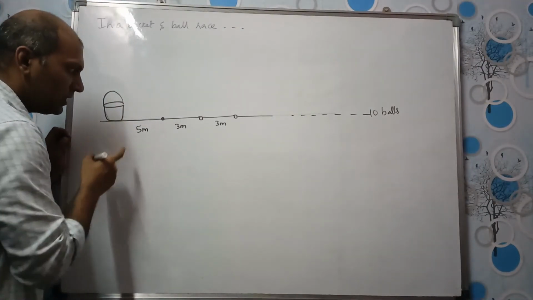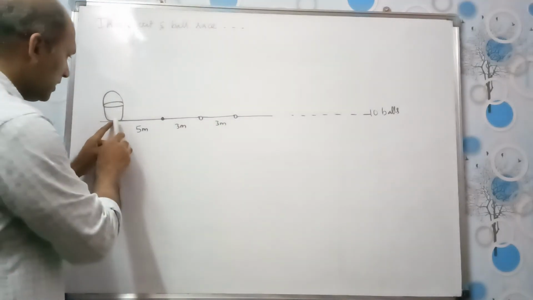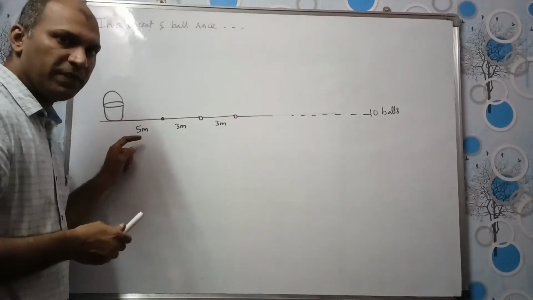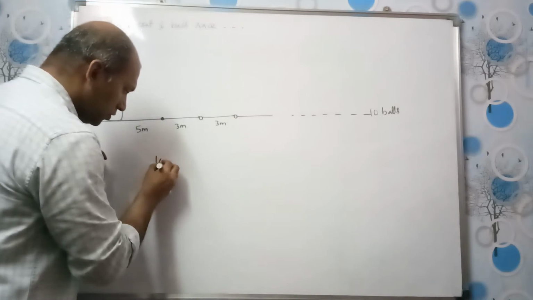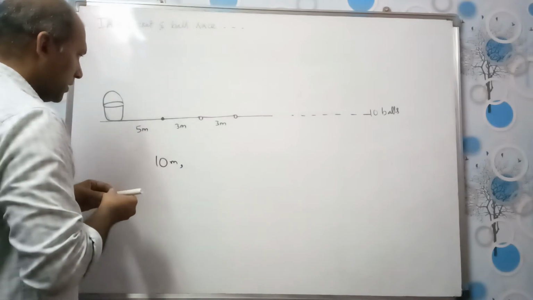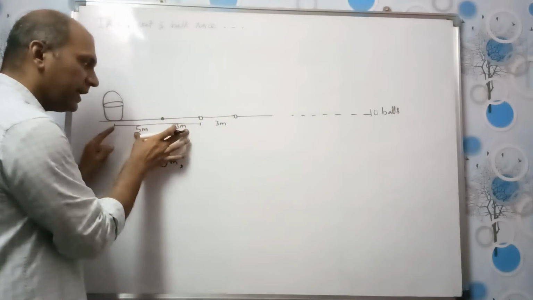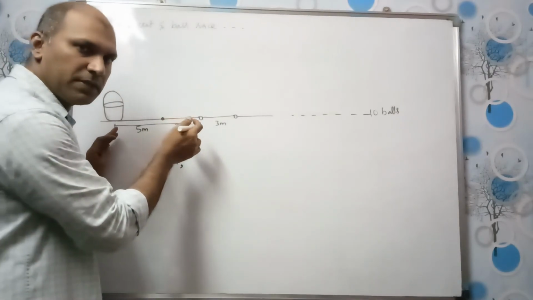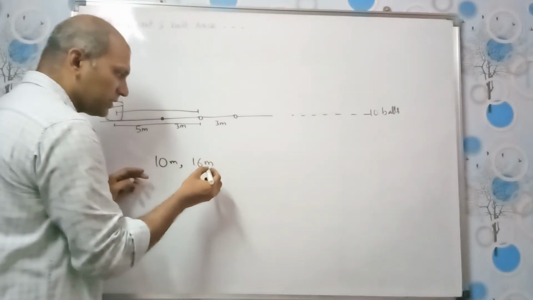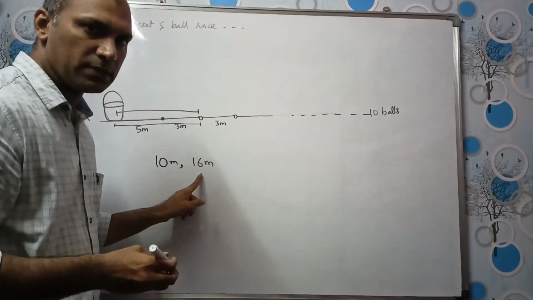See, to put the first ball in the bucket, how many meters does the competitor have to run? 5 meters from bucket to ball, and from ball to bucket 5 more meters, right? So to put the first ball, the competitor has to run 10 meters. Now he is starting from here again. From here to here, he will run 8 meters. 5 and 3 is 8 meters, right? Now coming back to the bucket again, 8 meters. So 16 meters. To put the second ball in the bucket, the competitor should run 16 meters.